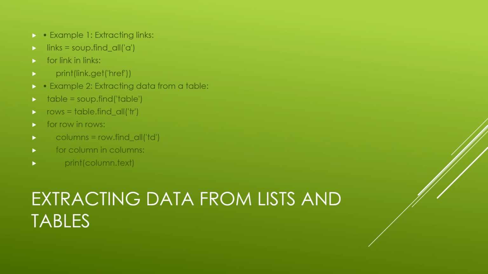Many websites organize data into lists or tables. Beautiful Soup makes it easy to extract this data. For example, we can look through all a tags to extract links from a page. Similarly, we can extract data from tables by finding tr tags for rows and td tags for individual table cells.